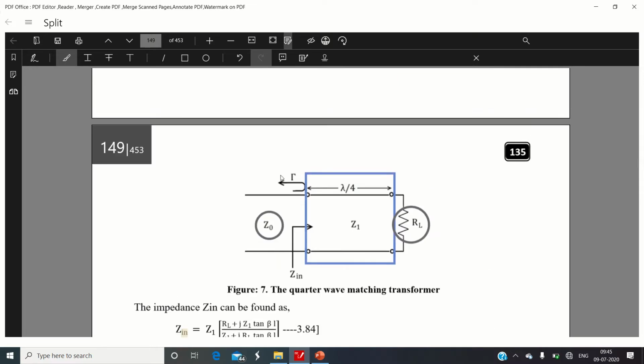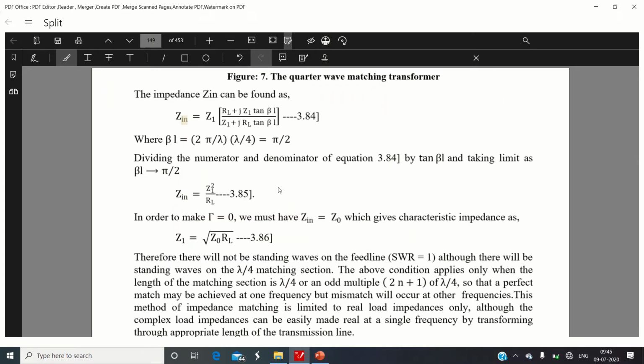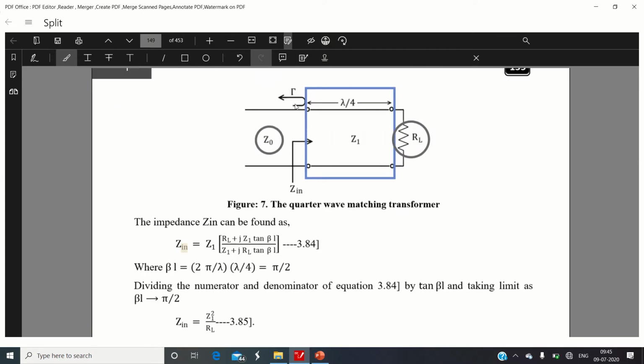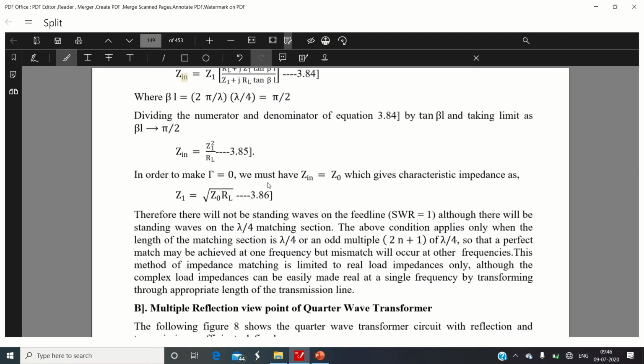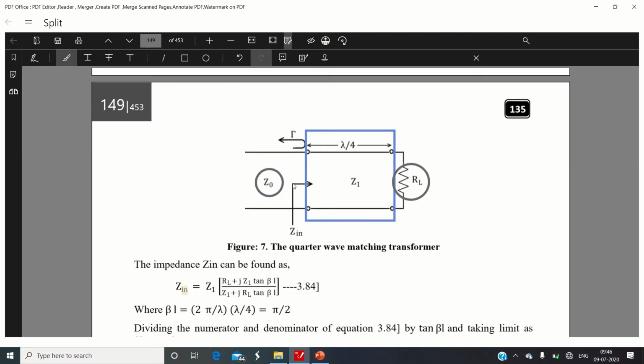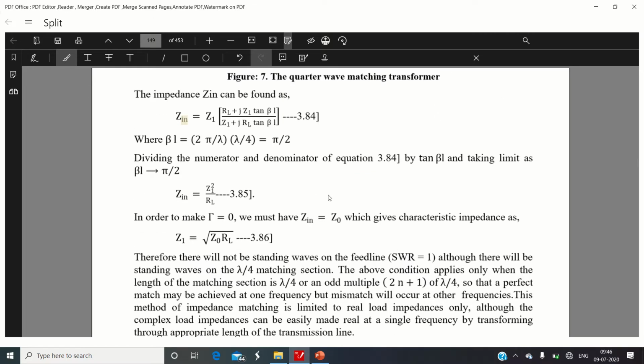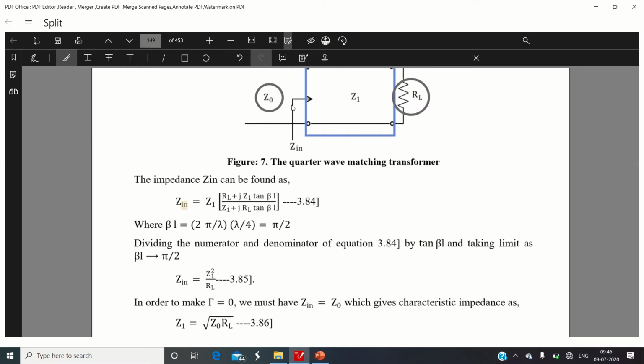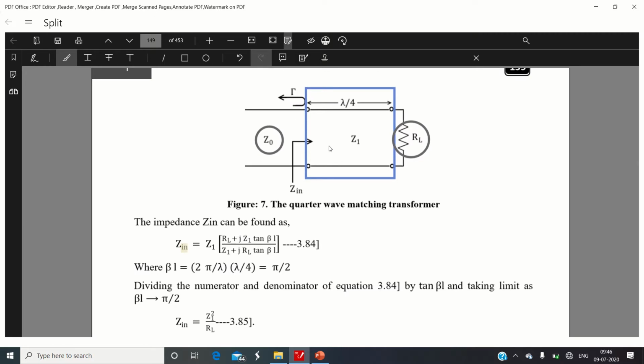So here our aim is to make gamma, that is the reflection coefficient at the main transmission line, to be 0. In order to make gamma equal to 0, we know that the Z1 value should match the Z0 value. So here the same thing is given, that is the input impedance, Zin, should match Z0. So the input impedance, whatever the wave that will look into the transformer, it should be Z0.